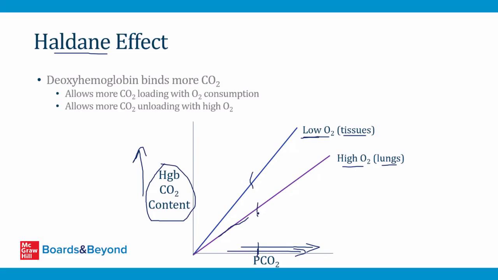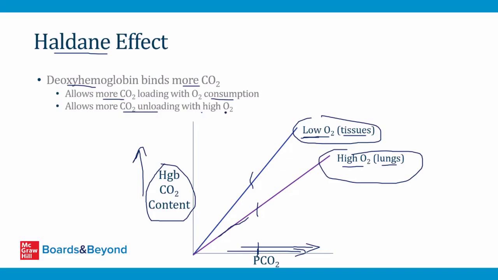And as we just talked about in the last slide, this is a good thing because it allows more binding of CO2 out in the tissues and more release of CO2 in the lungs. Stated another way, you can think about it like I've summarized in these bullet points here. Deoxyhemoglobin binds more carbon dioxide compared to oxyhemoglobin. And this is a good thing. It allows more CO2 loading when there's oxygen consumption going on in the tissues, and it allows more CO2 unloading when there's a high oxygen environment like in the lungs.